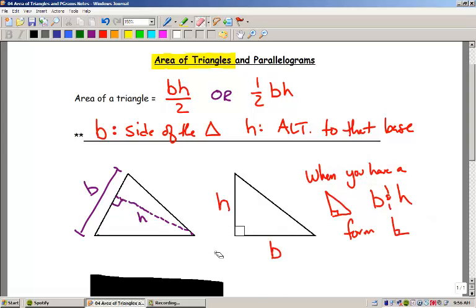Now, when you have a right triangle, you're kind of limited in terms of your height and base. What I always say is the two sides that form the right angle would be considered your base and height. It doesn't matter what order they go in. So again, when you have a right triangle, your base and height are going to form the right angle. It does not mean that your hypotenuse cannot be the base, but in most cases, the two sides that form the right angle will be your base and the height.